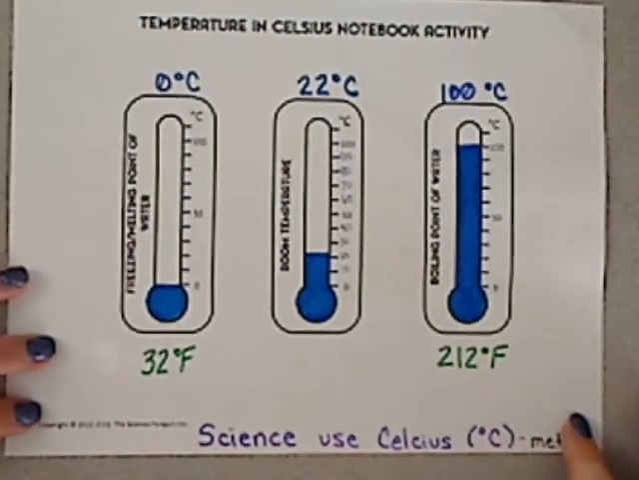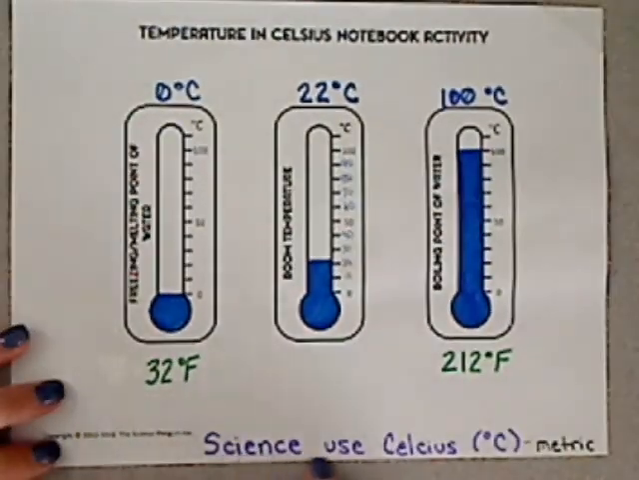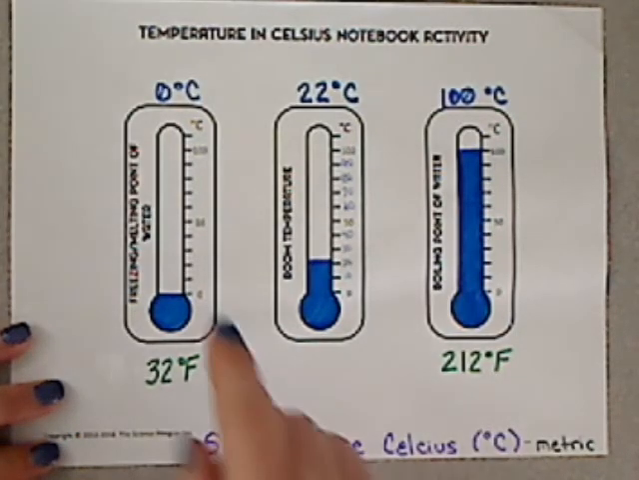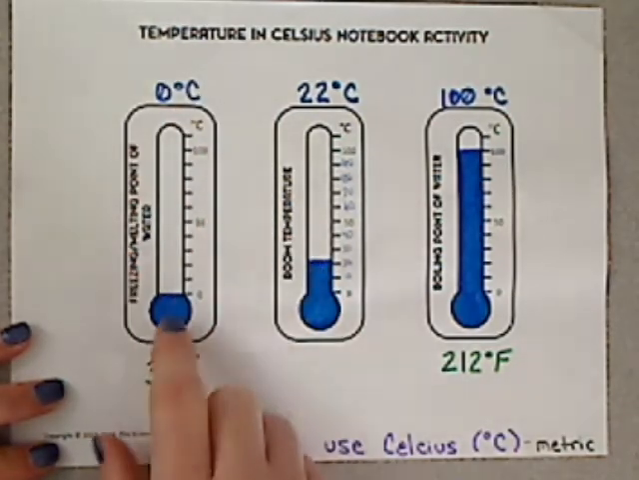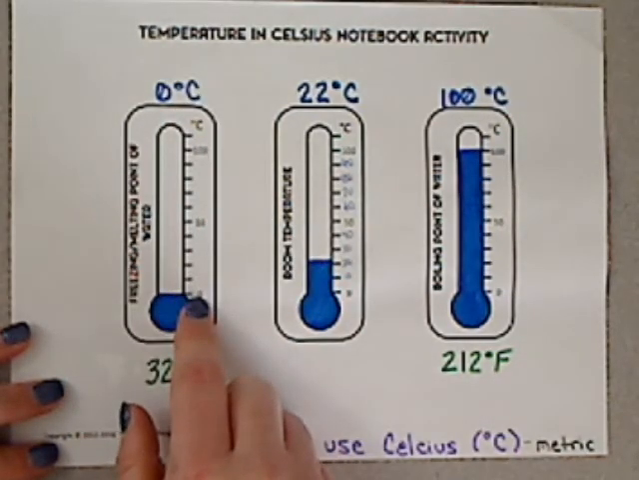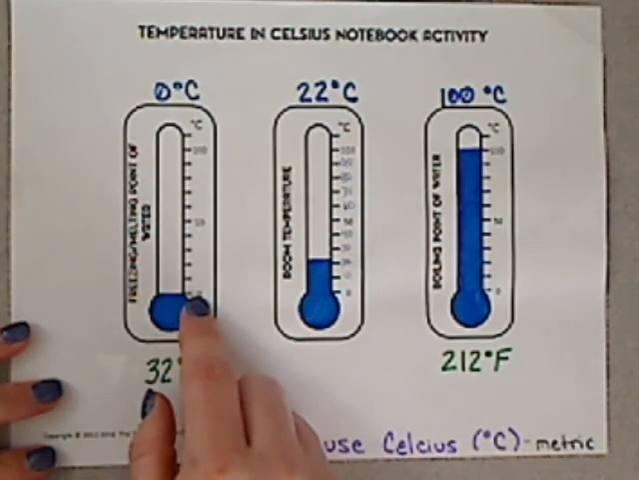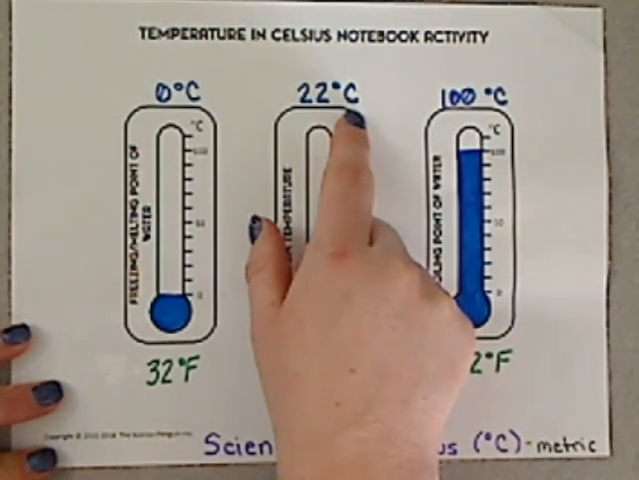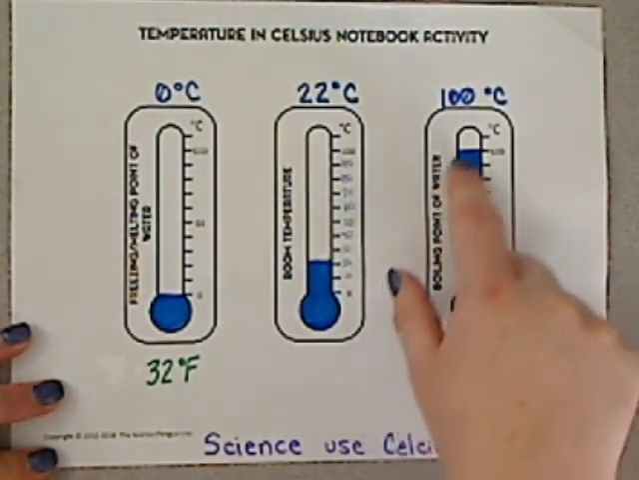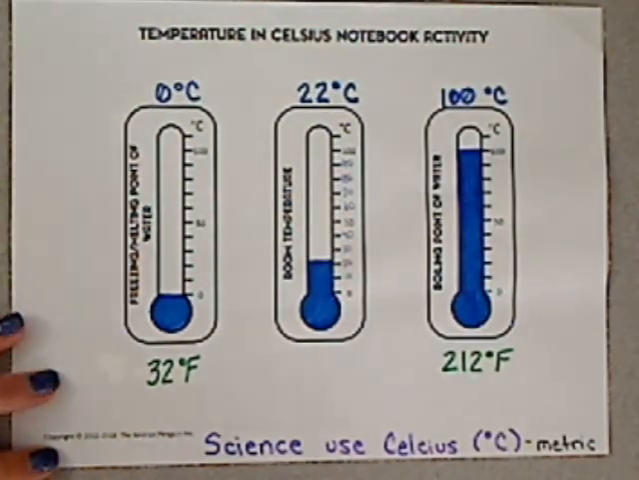All right, last but certainly not least, we are going to take a look at temperature. Okay, now in science, we use Celsius, and there is a very specific reason for this. So freezing water in degrees Celsius is 0 degrees. That's pretty easy to remember, right? Well, if it's freezing, it's at 0. Room temperature is at 22 degrees Celsius, and it boils at 100 degrees Celsius.